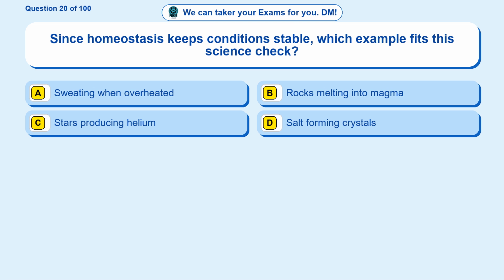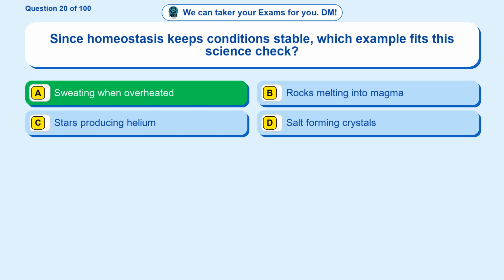Question 20. Since homeostasis keeps conditions stable, which example fits the science check? Option A. Sweating when overheated. Option B. Rocks melting into magma. Option C. Stars producing helium. Option D. Salt forming crystals. The correct answer is option A.